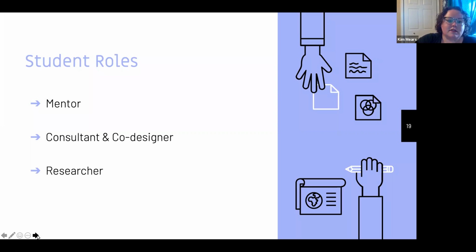There are also additional roles such as a researcher, or if you wanted to have a student create an app for your course, that's also something that has happened in the past.